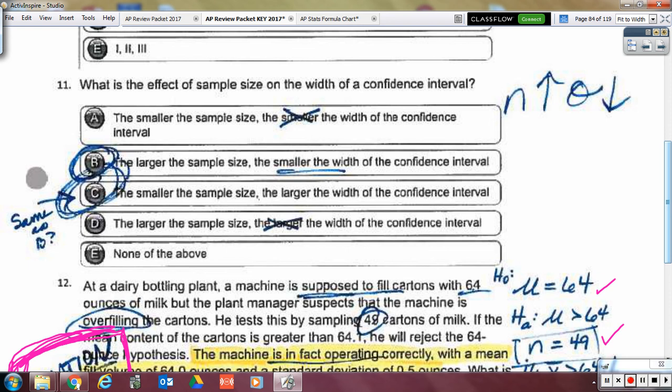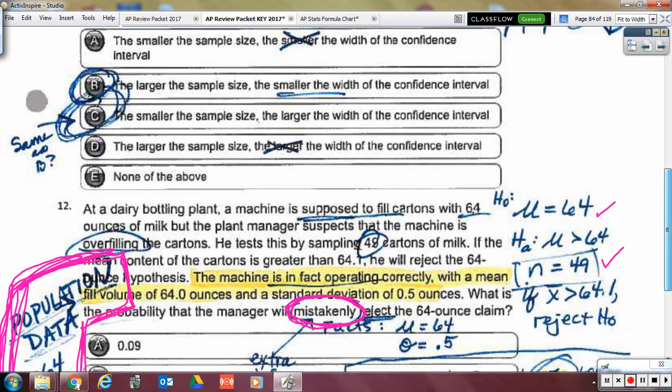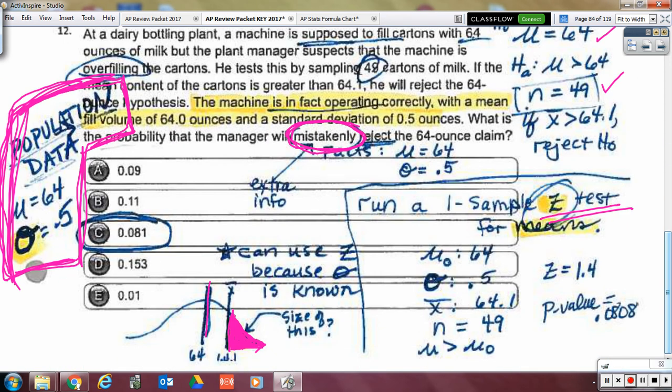11 is B, but C means the same thing. It's just that flip-flop of it. So that one should be either one of those answers. And then let's spend a little bit of time on this number 12 because it's got some tricky stuff in it. So let's do this one in depth. So here we go.